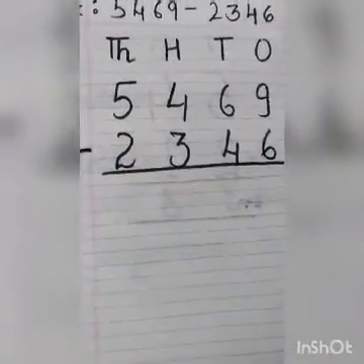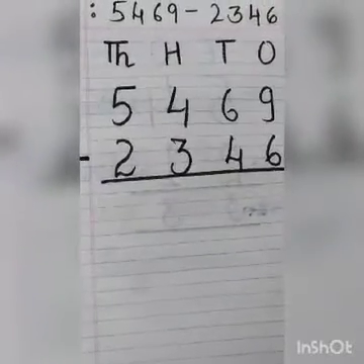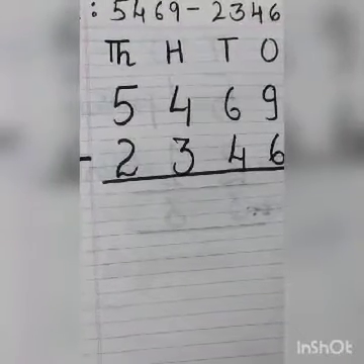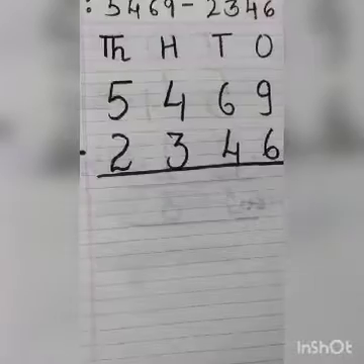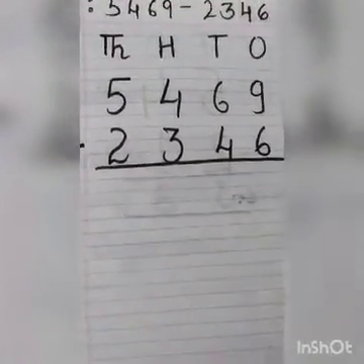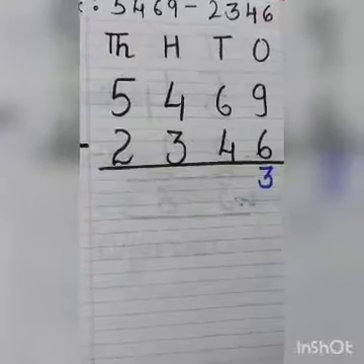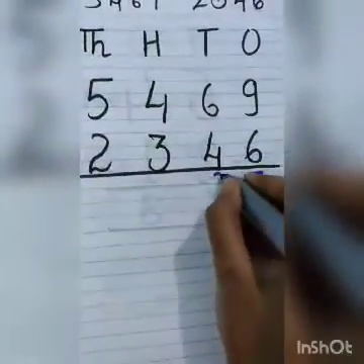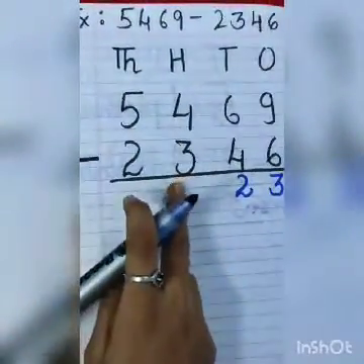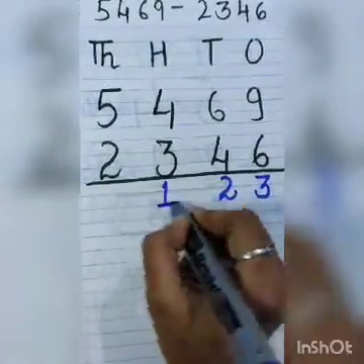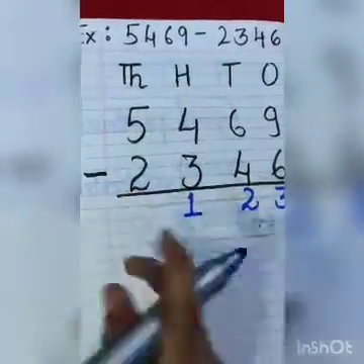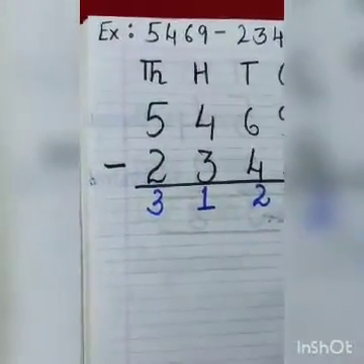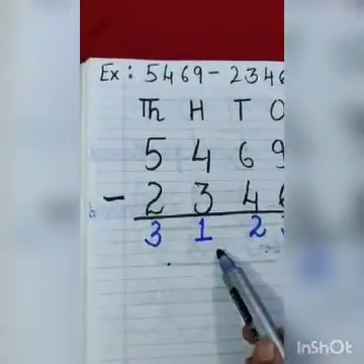Now we will try this with the other numbers. That is, we have to subtract 2346 from 5469. So 9 minus 6 is 3. 6 minus 4 is 2. 4 minus 3 is 1. 5 minus 2 is 3. So, the answer or the difference for the following sum is 3123.